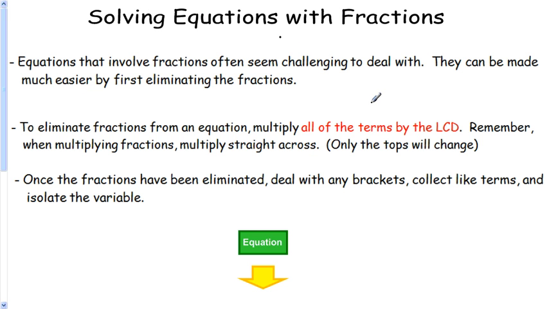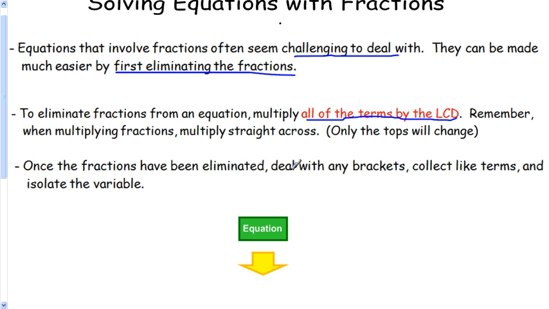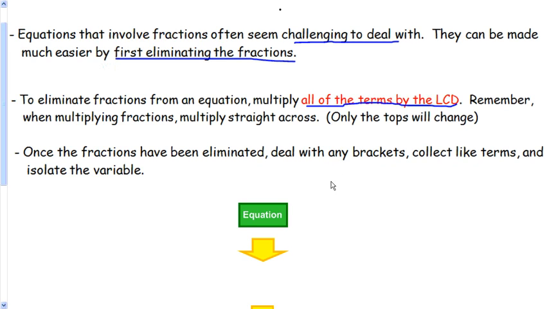Okay, so sometimes when you're dealing with fractions it seems harder and a little bit more overwhelming or challenging to deal with, but they can be made much easier by first eliminating the fractions when we're solving those equations. So to eliminate fractions from an equation, you must multiply all of the terms by the lowest common denominator, or LCD. Once the fractions have been eliminated, then you do what you normally do. You deal with the brackets first, collect like terms, and then isolate the variable.